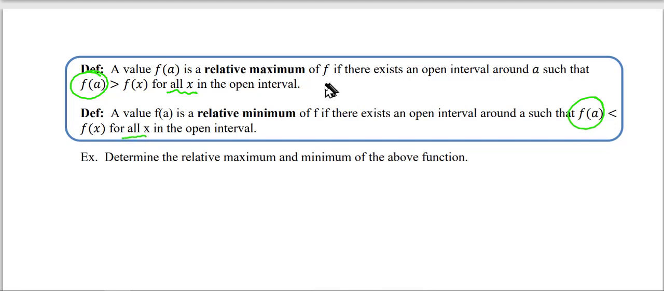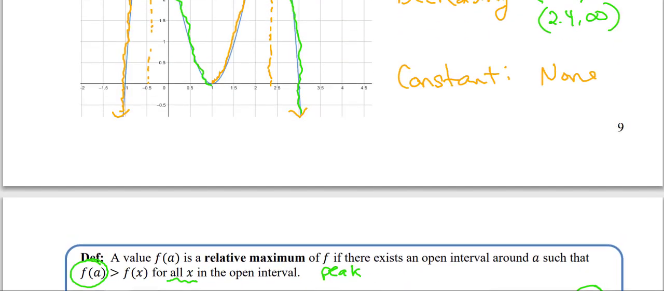That's like a valley. Think of this as like a peak and this as like a valley. And it just has to be in some interval around there. It doesn't have to be what we would call the absolute max or the highest point of the whole function. It would just be around that point. It's the highest. Let me show you what I mean here.